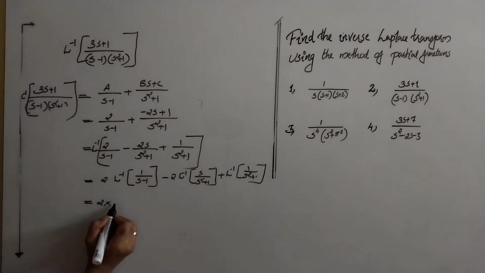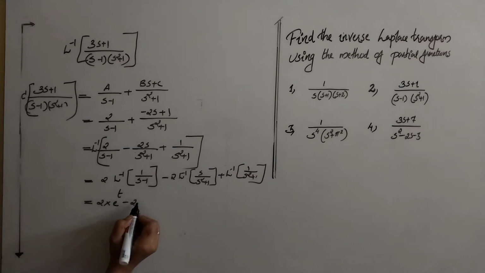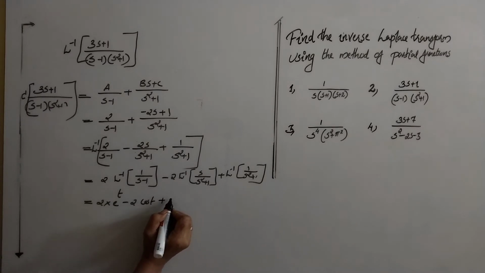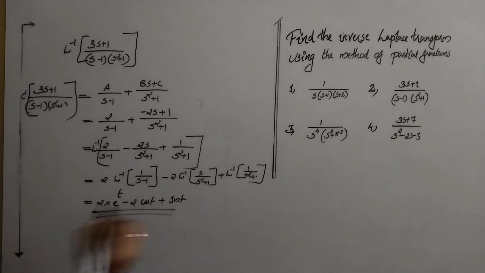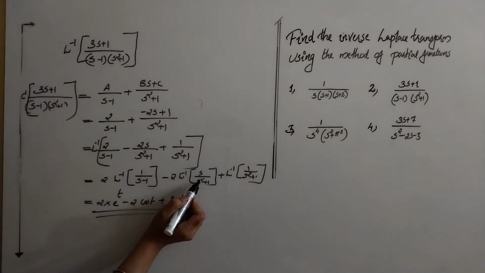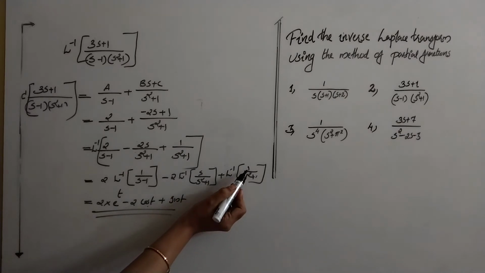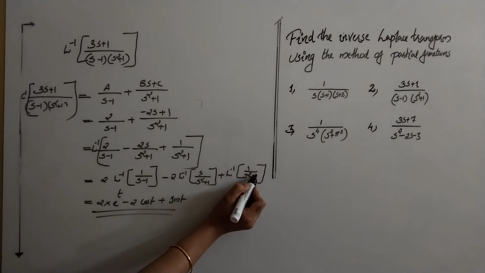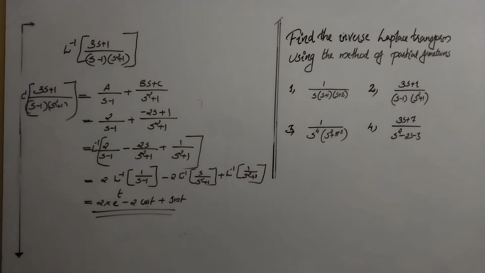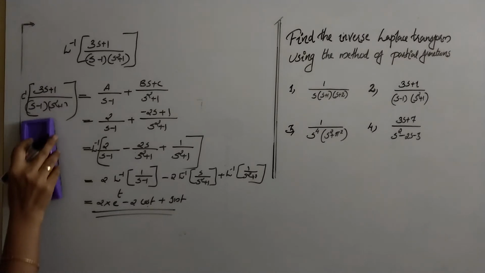This is what? 2 into e raised to t, minus 2 into cos t, s by s square plus a square, plus sin t. This is the final answer. Here L inverse of 1 by s minus 1 is e raised to t. Here L inverse of s by s square plus a square form is cos t, and a divided by s square plus a square form is sin t. So the answer is 2 e raised to t minus 2 cos t plus sin t.